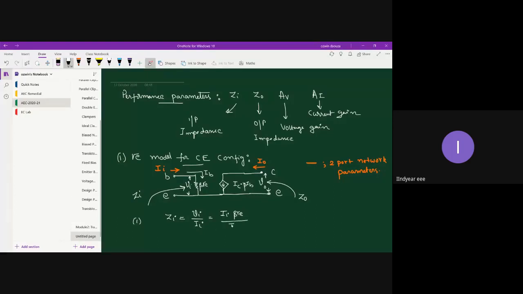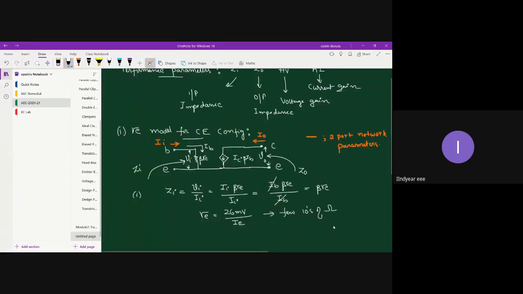divided by II. What is II? II is IB, so it is IB into beta RE divided by IB. Here itself you can cancel out, but I wanted you to understand that the input current is nothing but the base current. So you get beta RE as your input impedance. I have already told you the expression for RE is 26 millivolt divided by the DC current IE. The normal range for RE is only a few tens of ohms.